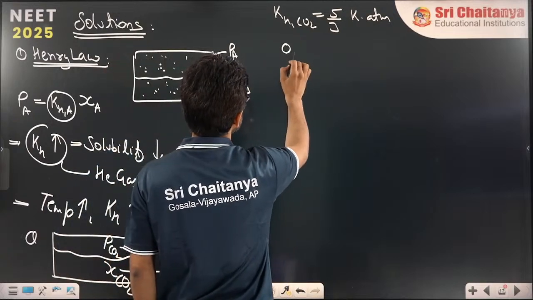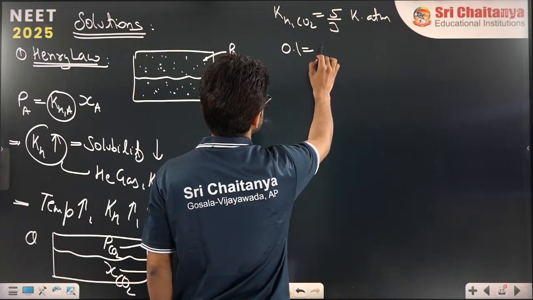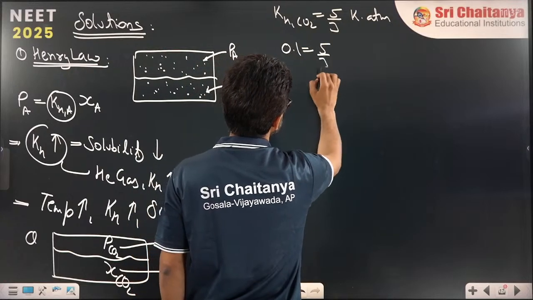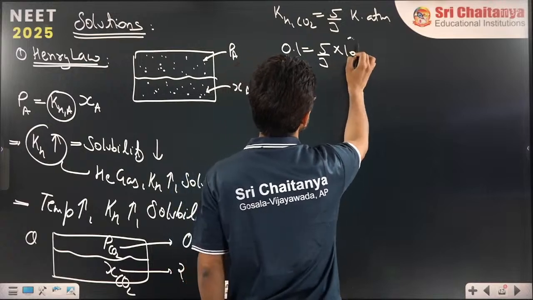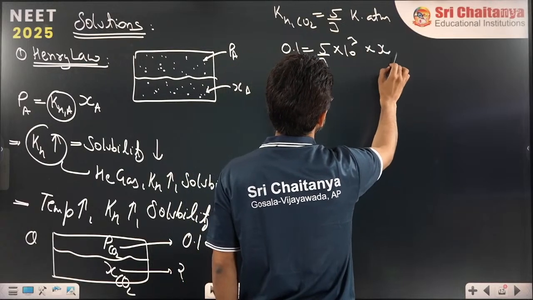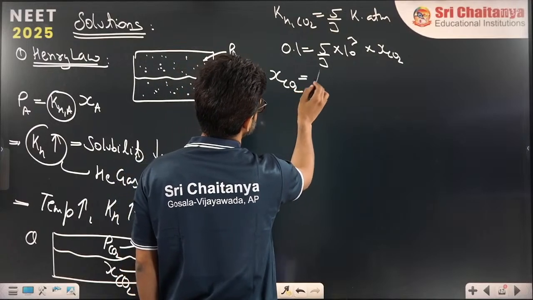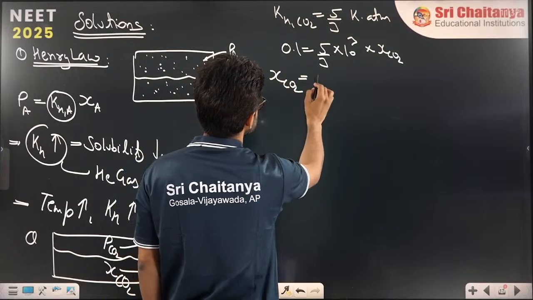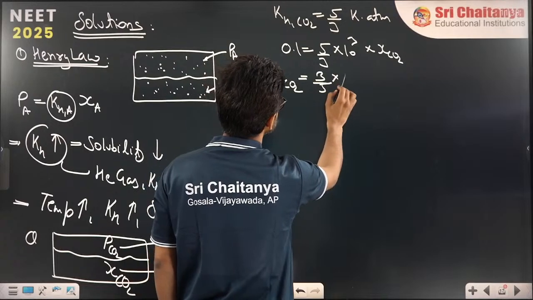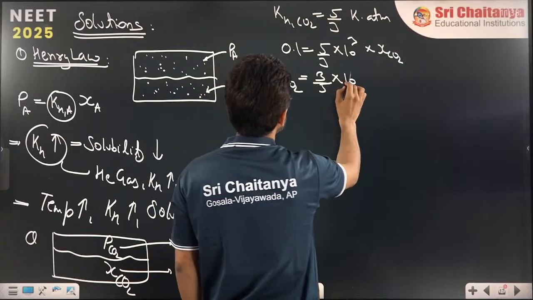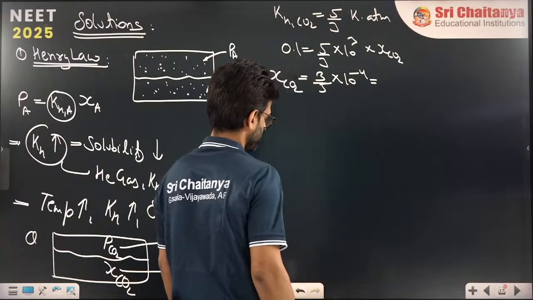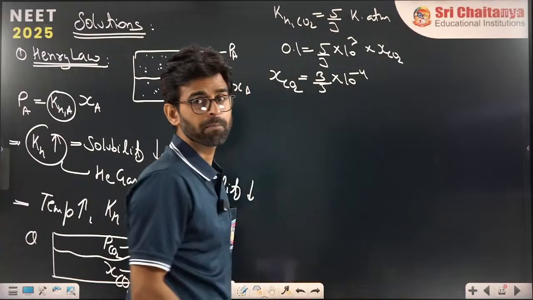So partial pressure how much? 0.1. KH how much? 5 by 3 kilo atm is how much? 10 to the power 3. They are asking the mole fraction of CO2. So it's easy to find. Mole fraction of CO2, how much is coming? 3 by 5 will go upside. So 3 by 5, 10 to the power how much is coming? Minus 4. That's it. Be careful.